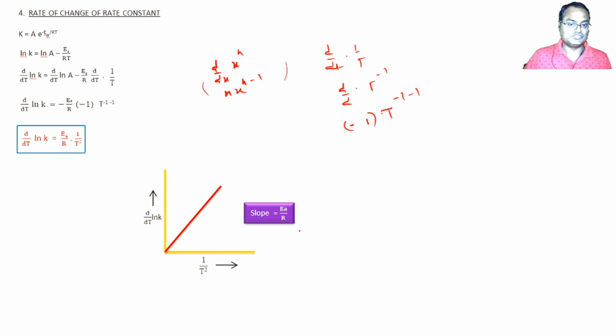So questions can be made from here too, right? So these are the different methods of calculation of activation energy, right? Now you have to practice some numericals on this. So in the next class we will see some numericals. Thank you very much.